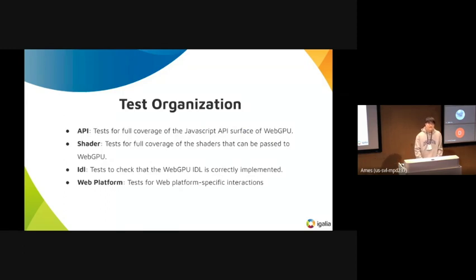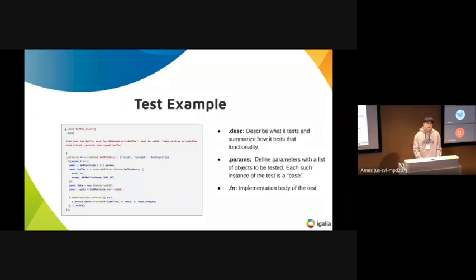The CTS is largely composed of 4 categories. API is to test for full coverage of the JavaScript API surface of WebGPU. Shader is to test for full coverage of the shaders that can be passed to WebGPU. IDL is to check that the GPU IDL is correctly implemented. Lastly, web platform tests for web platform specific interactions. This is a simple test for checking the writable validations.